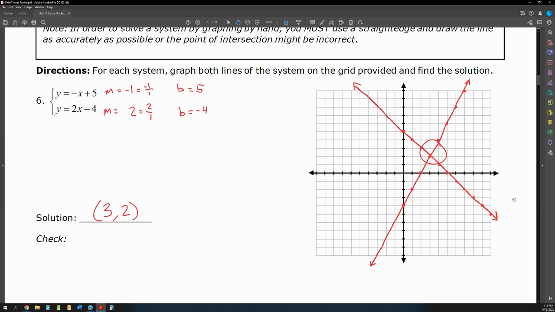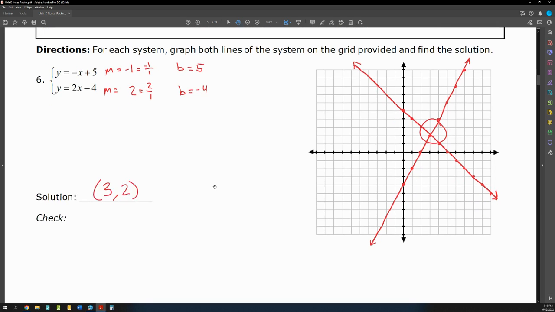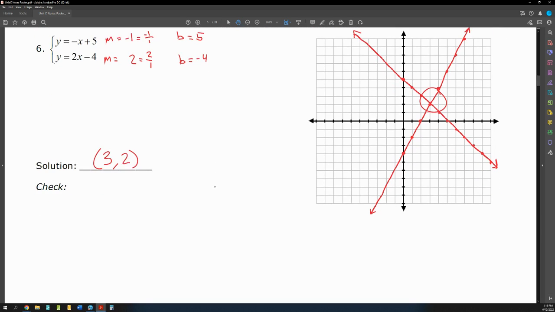Let's go ahead and check the solution by plugging it into both of the equations. So I'll start with the top equation. y equals negative x plus 5. And I'm going to plug in 3 for x and 2 for y in this equation. So we have the equation 2 equals negative (3) plus 5.